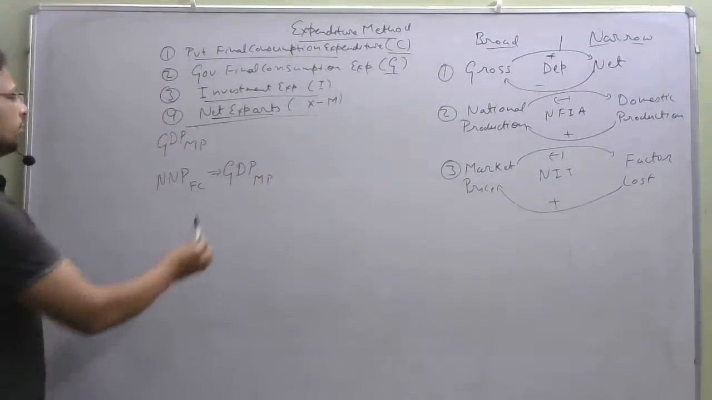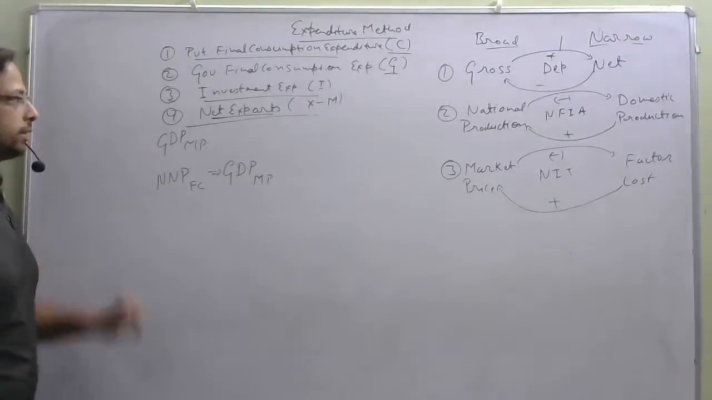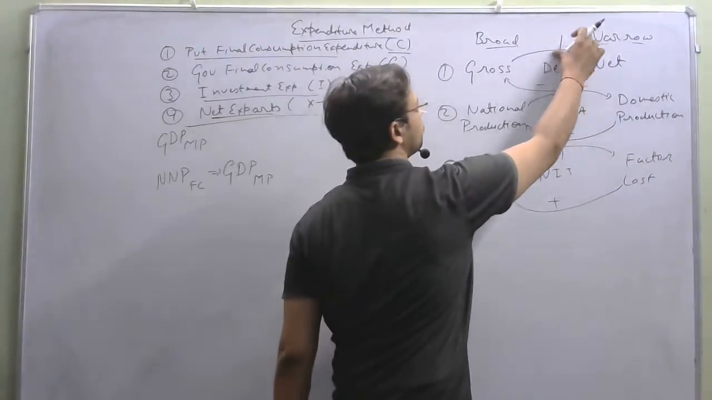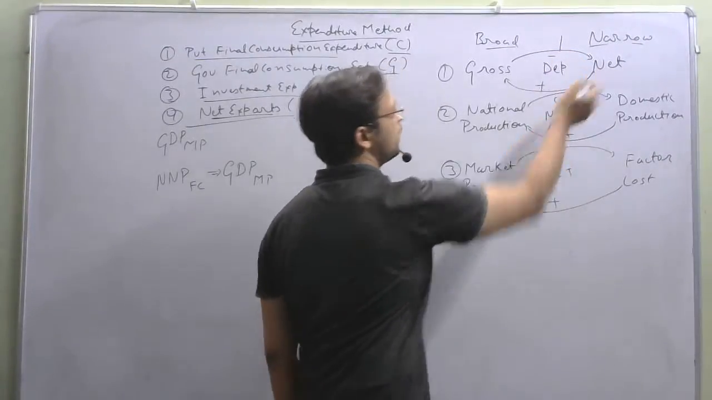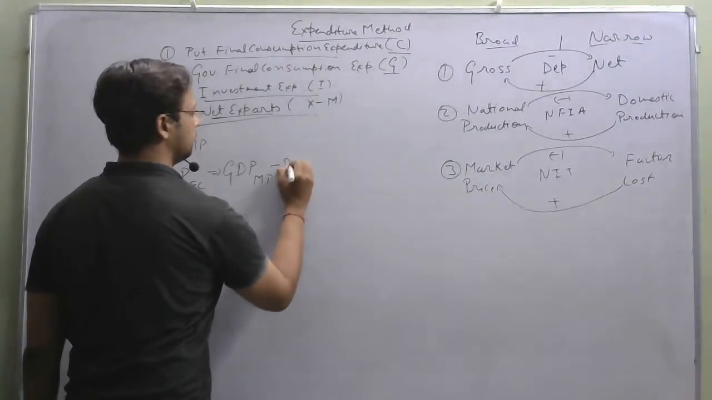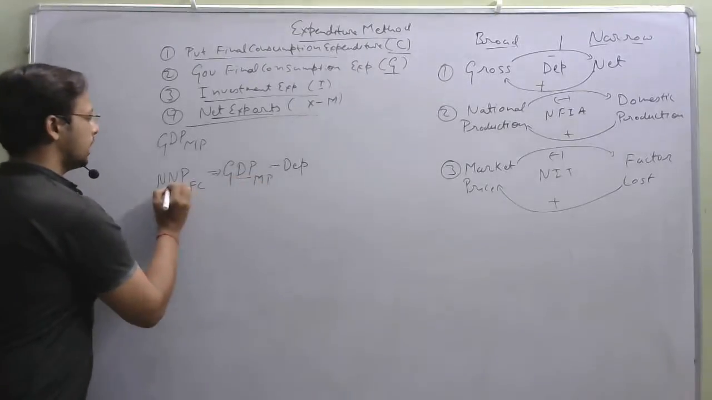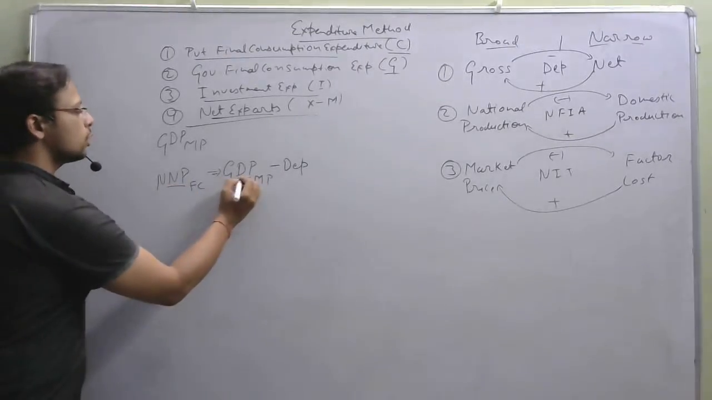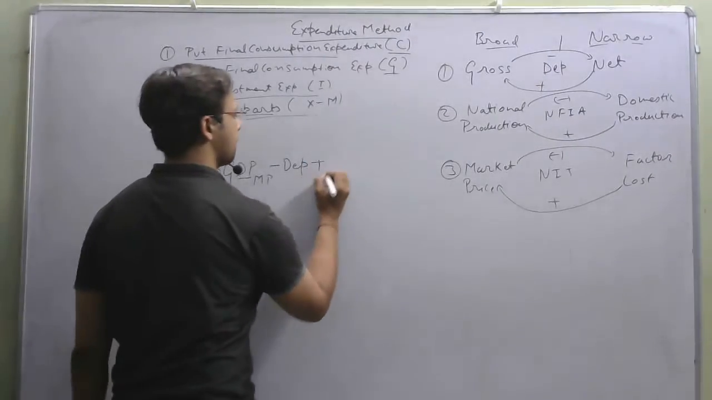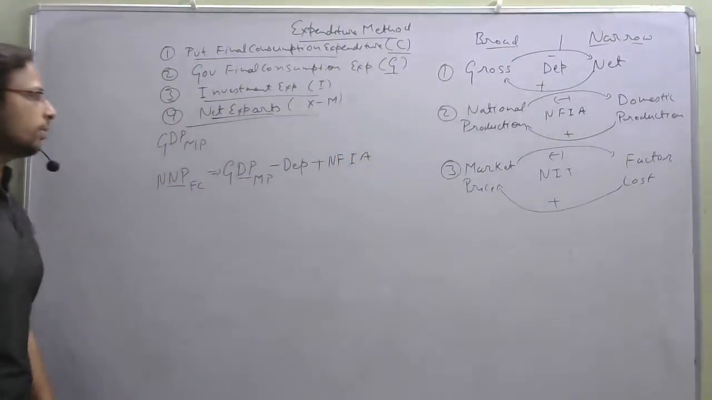Now we want to convert this G to this N, which means we have to convert gross to net. For converting gross to net, I have already told you that you will have to subtract depreciation. If you want to convert domestic production to national production, now domestic production is a narrow concept and national production is a broader concept, so you will have to add NFIA, net factor income from abroad.